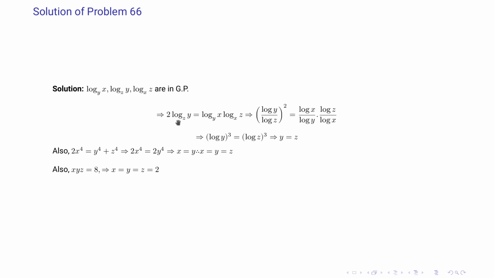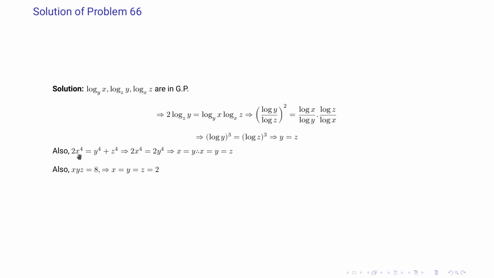So this 2 log of y with base z will become log of y square with base z. So that is the square of the log here. It will go on y square according to logarithm. So we can say that (log y by log z) whole square is equal to (log x by log y) into (log z by log x). Log x gets cancelled out. Log y will come here and log z will go here. So log of y whole cube is equal to log of z whole cube. This log z square will go here. So y is equal to z.